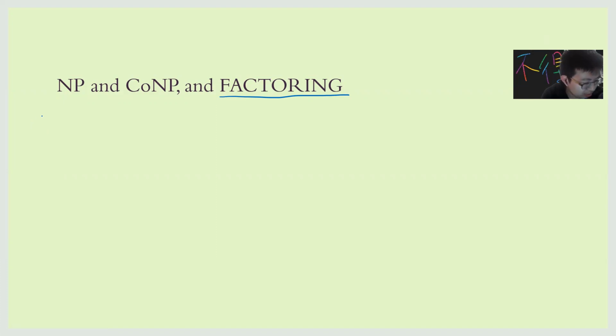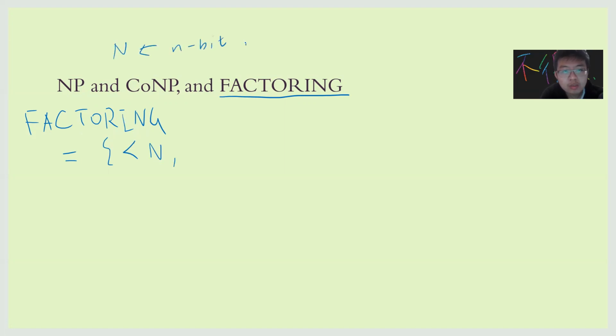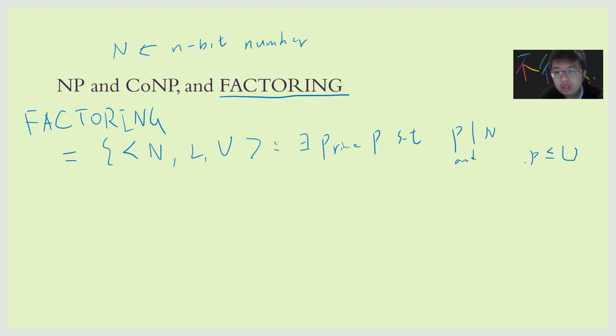Let me write down the definition of factoring. I don't know why in computer science, for a deterministic language, people usually write it with a capital letter. Given an integer n, which is an n-bit number, along with a lower bound L and an upper bound U, the answer is true if there is a prime p such that p divides n and p is greater than or equal to L and less than or equal to U.